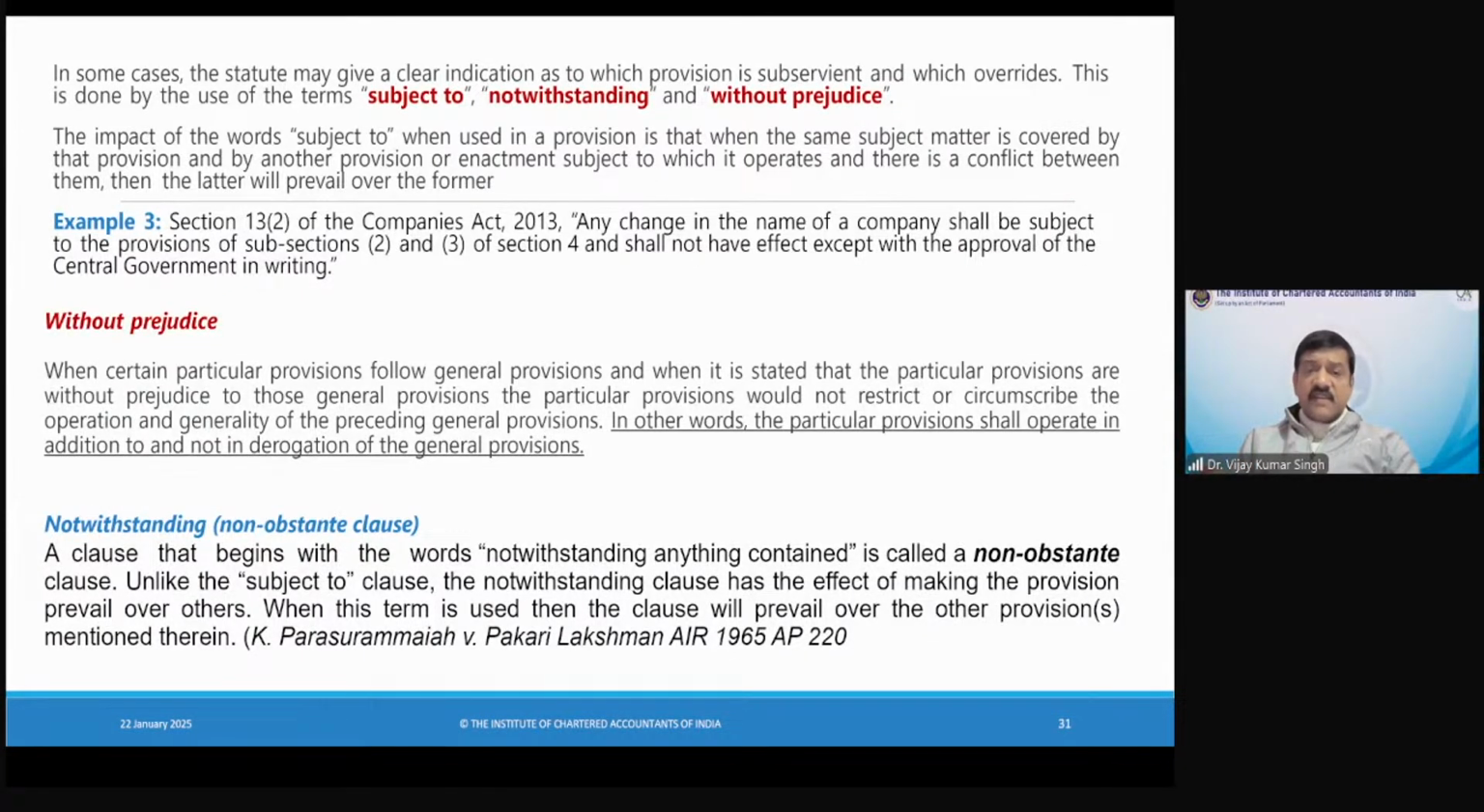Conjecture is basically doubt. Decision based on conjectures means decision based on hunch.